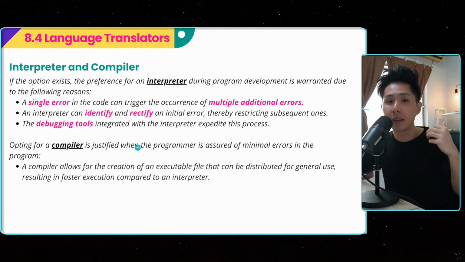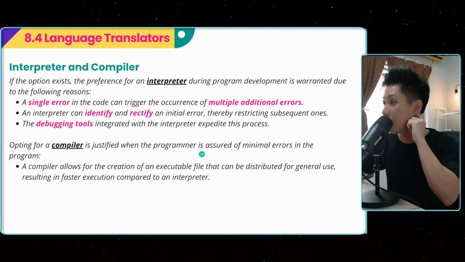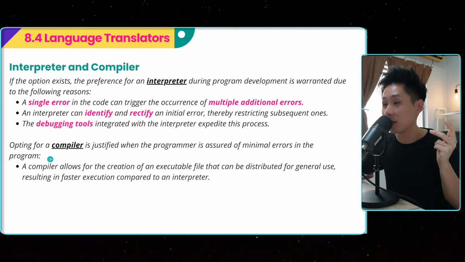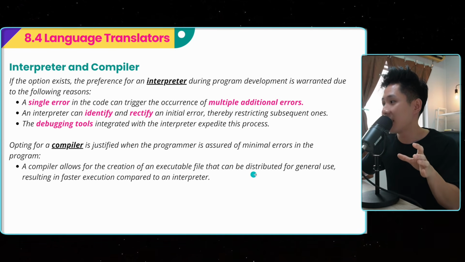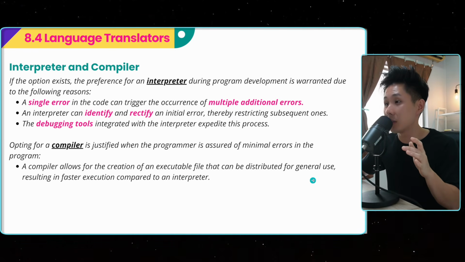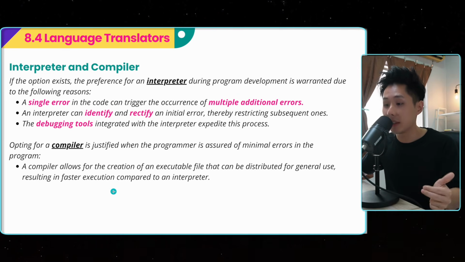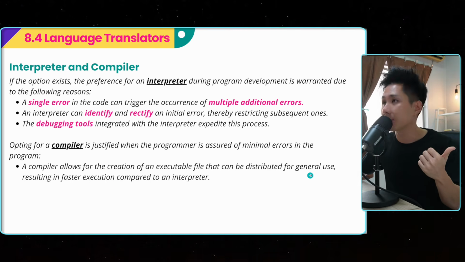Of course, the usage of a compiler is justified if the program is assured of minimal errors, which means you don't think there's any error. All right. So a compiler allows for the creation of an executable file that can be distributed for general use, resulting in faster execution. So they might be a bit slower to develop, but then as the user, you can execute it a lot faster.